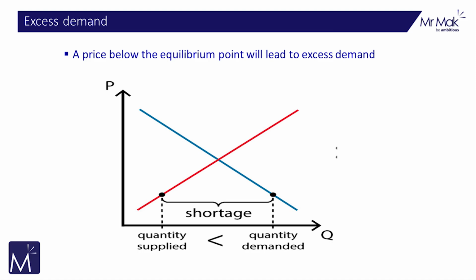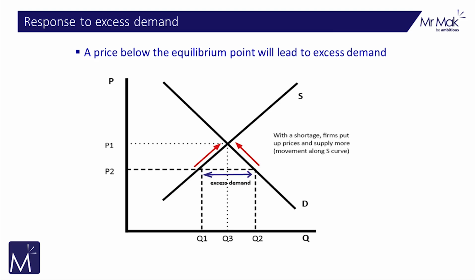What's going to happen? What is the response going to be if there is excess demand? Fundamentally, the response to excess demand will result in a movement along the supply curve and a movement along the demand curve, which ultimately pushes up the price to its equilibrium point. At the equilibrium point there isn't excess demand, and at the same time there is no excess supply.